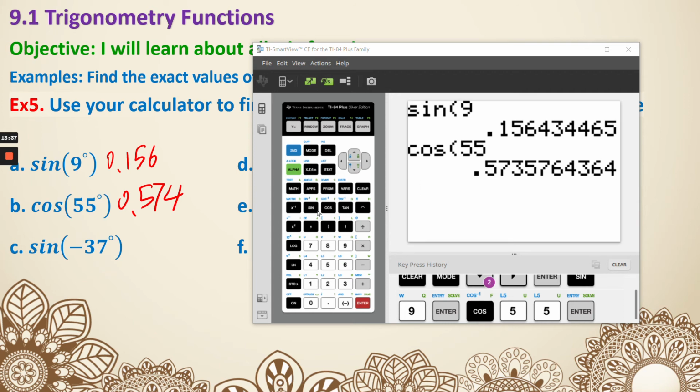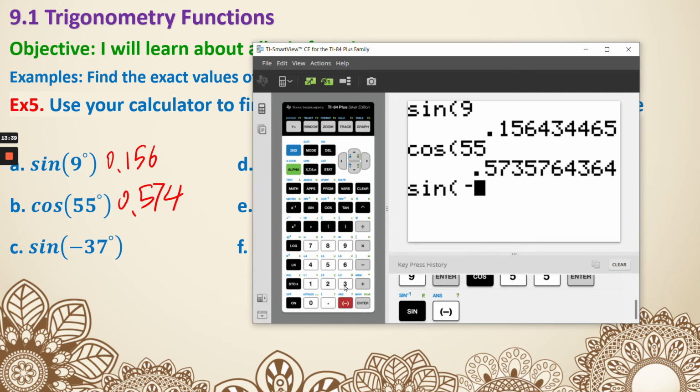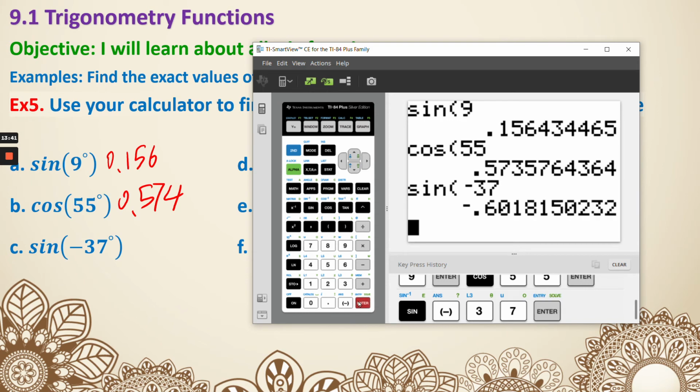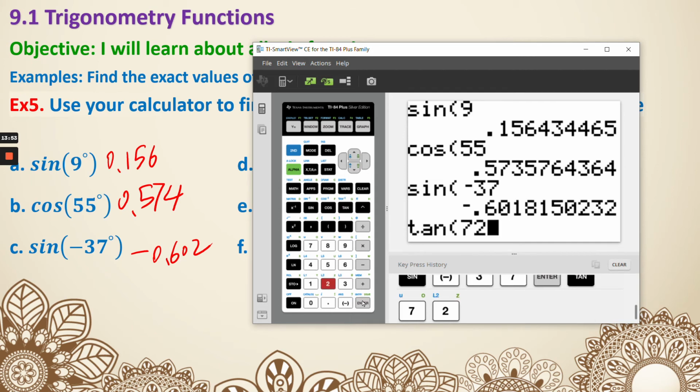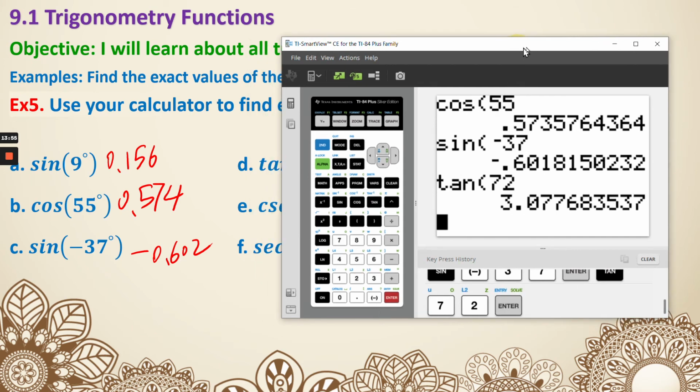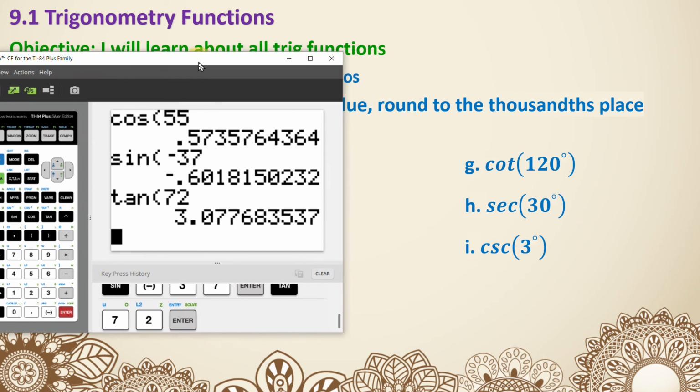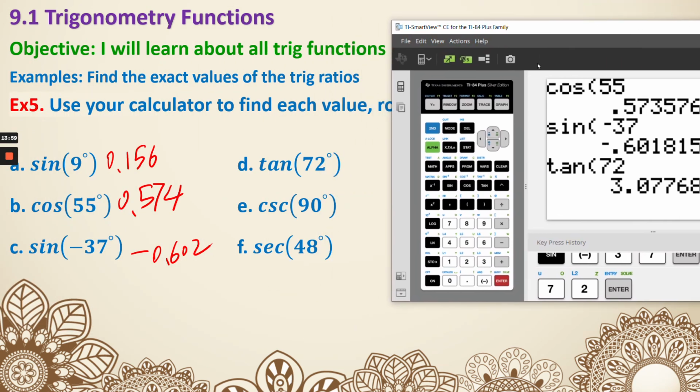Next, sine again, so sine negative 37. That is going to be negative 0.602. Tangent is still on our calculator. Tangent, that's got to be 72. Tangent 72, which is 3.077. Which is 0.788.